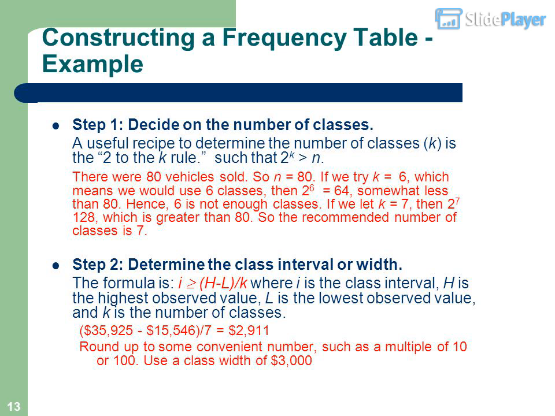Step 2, determine the class interval or width. The formula is i ≥ (H − L)/k, where i is the class interval, H is the highest observed value, L is the lowest observed value, and k is the number of classes. $35,925 minus $15,546, divided by 7, equals $2,911. Round up to some convenient number, such as a multiple of 10 or 100. Use a class width of $3,000.